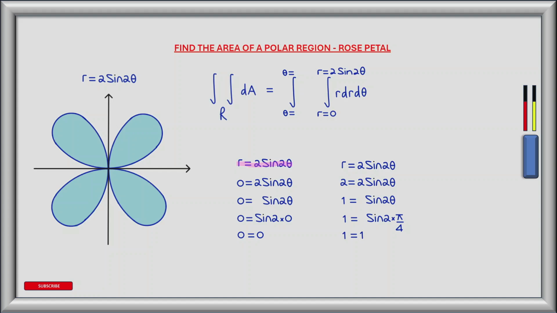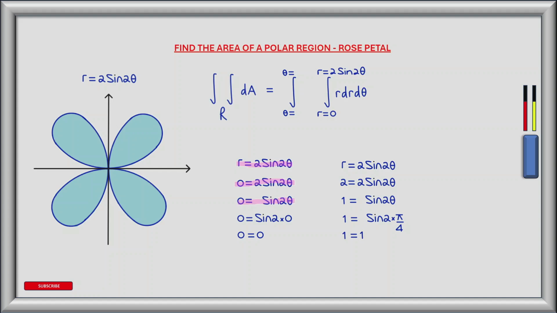For the lower limit, we set r equals 0 as the curve begins at the origin. If we now solve this equation for theta, we can start by dividing both sides of the equation by 2 to leave 0 equals sine 2 theta.